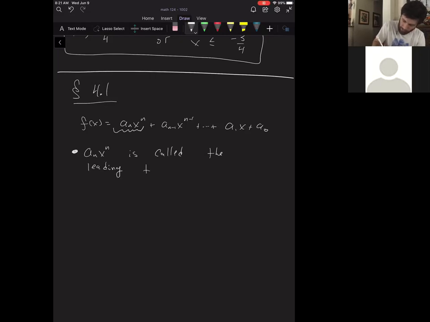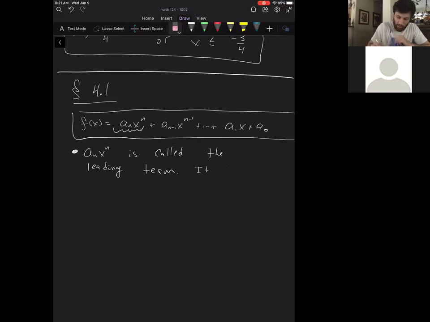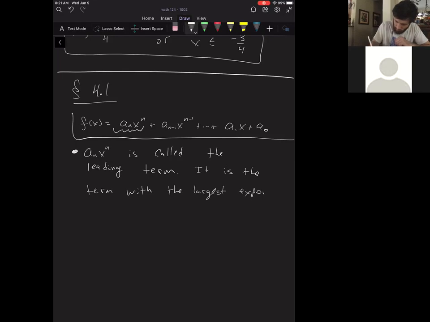So if we say leading term, what that basically means is just the term that has the highest exponent. It is the term, not necessarily the term written first, but the term with the highest exponent, which in this case is the a_n x to the n term. So it is the term with the largest exponent.